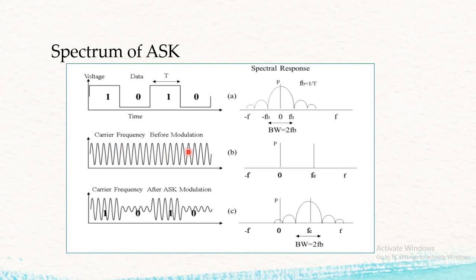Now this is your carrier. The frequency response of a carrier is at FC, as its frequency is FC. Now these two signals are multiplied, and that will generate the ASK output.